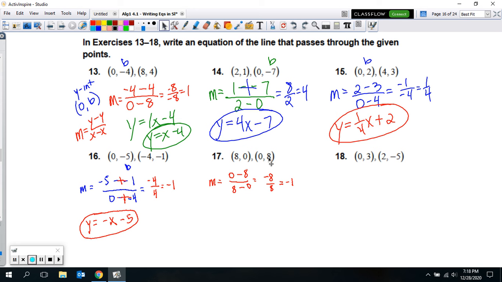And then this one, 0, 8, 8 is the y-intercept there. So it's going to be y is equal to, let's make sure you get this right, don't put -1, just put -x. So y is equal to -x plus 8. Go ahead and try 18 now, see if you can do this one correctly.